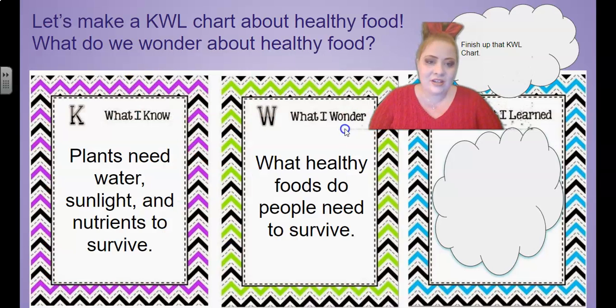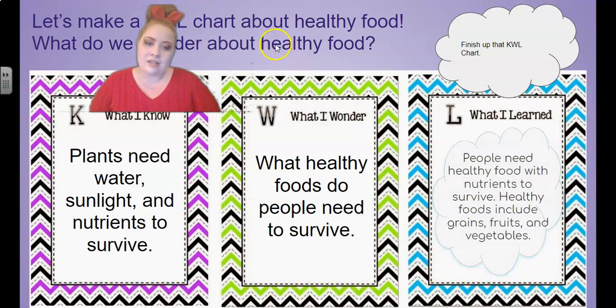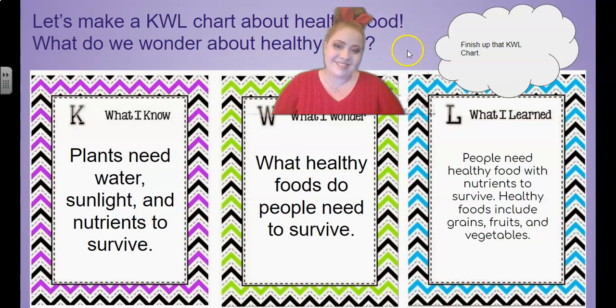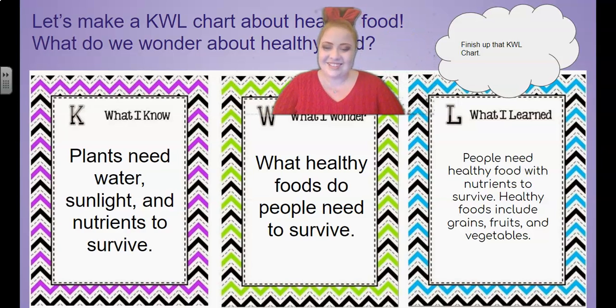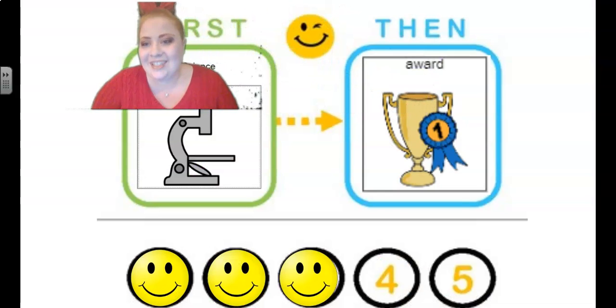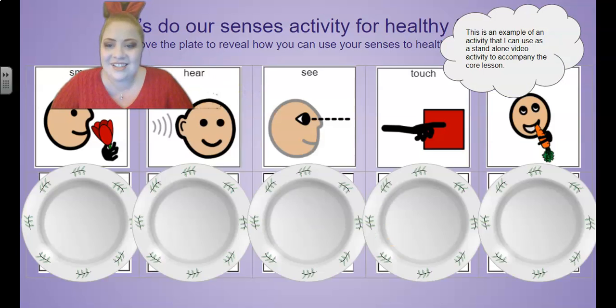So this is just what a core lesson could look like. And then you can wrap it up with your KWL chart. Did you learn that today? Oh, look, we got another smiley face. We worked really hard and we finished reading our lesson, our big chapter in our book about healthy foods. Got another smiley face. Great job.